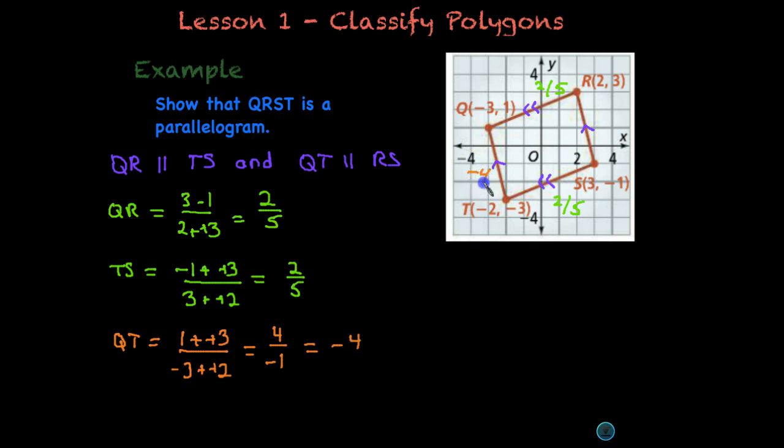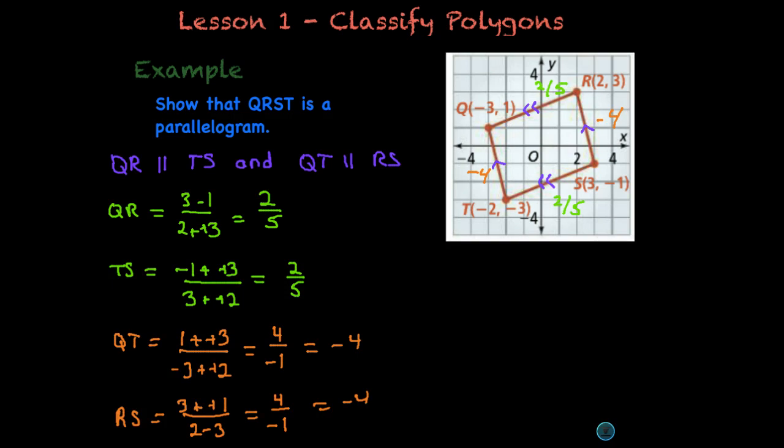Always check to see that that makes sense. And this is a negative slope because it drops down from left to right. All right, finally, I just need to check RS. So if I do my change in y's, I'm going to do 3 minus a negative 1 over 2 minus 3. Well, 3 minus a negative 1 becomes positive, and I get 4. 2 minus 3 equals -1, which simplifies to a slope of -4. So both of these slopes are -4 as well, and I've now proven that QRST is in fact a parallelogram. I have two sets of parallel sides.